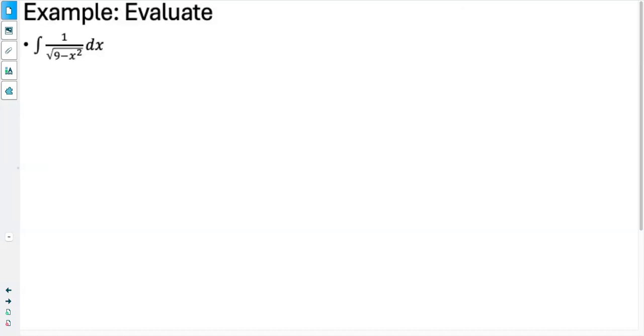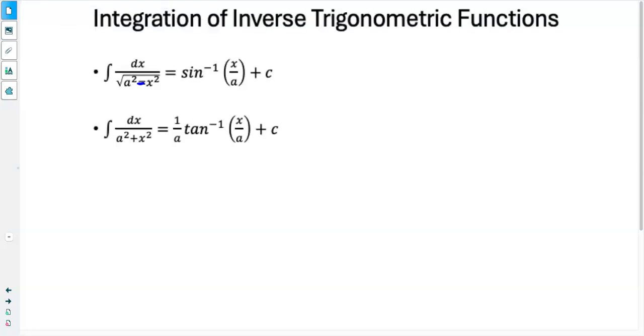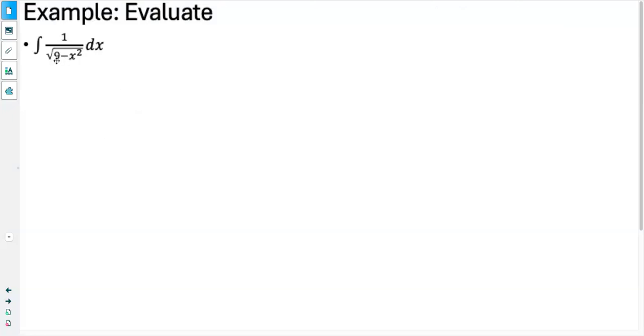So we'll look at a couple examples. For example, evaluate the integral of 1 over the square root of 9 minus x squared dx. We want to see which one this matches up with. This is one that is minus. We'll see that it's our a squared here that creates our a that goes here. In this case, that's 9. The square root of that would be 3. So therefore, this would equal sine inverse of x over 3 plus c.